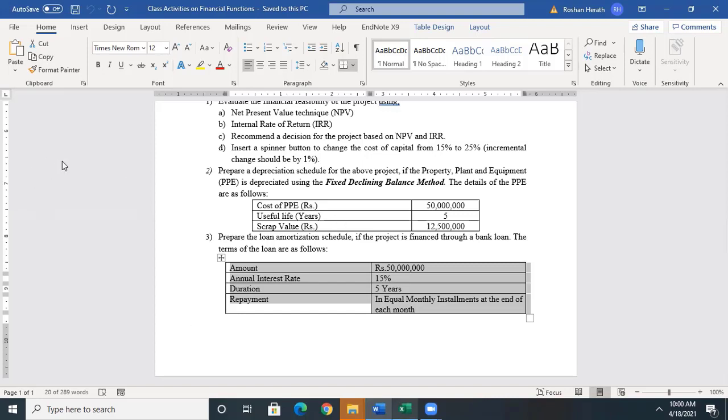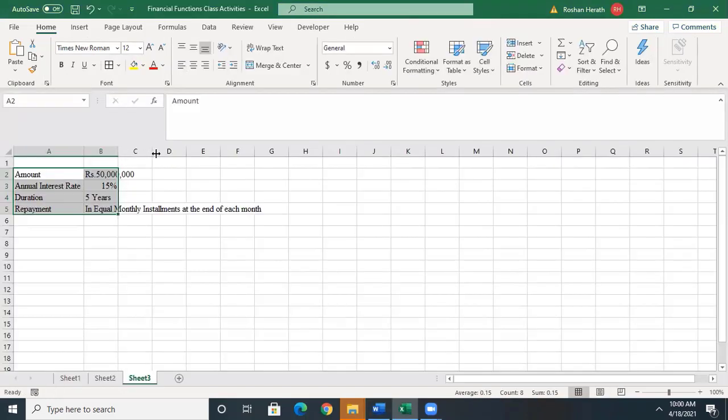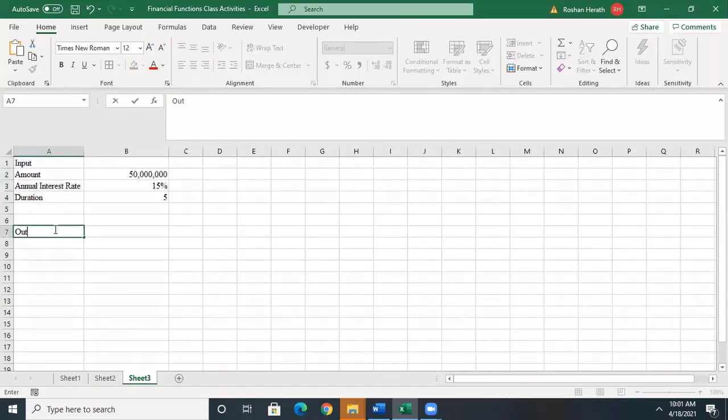So as usual, take the inputs. $50 million, 15%, 5 years. So this information is not required as an input. So these are the three most important inputs. And you're going to get the output.